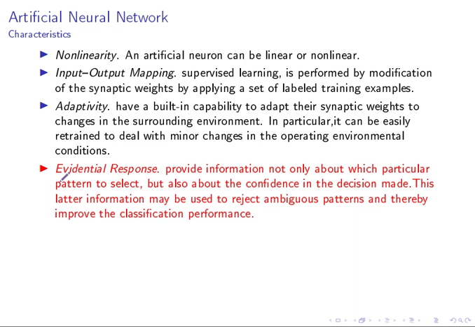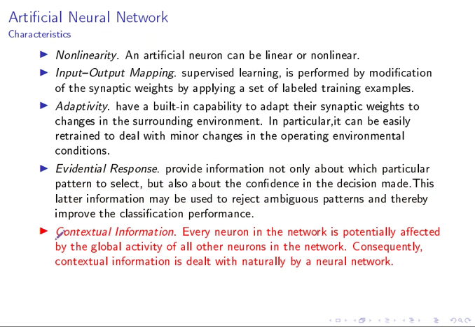Evidential response. By this we mean it provides information not only about which particular pattern to select, but also about the confidence in the decision made. This latter information may be used to reject ambiguous patterns and thereby improve the classification performance. We know in complex patterns there are multiple features that are hard to distinguish. So an artificial neural network is not only able to identify the distinguishing feature, but also tell you how much it resembles. It tells about the confidence, how confident it is that the two patterns are different, and thus it helps in reducing classification error.